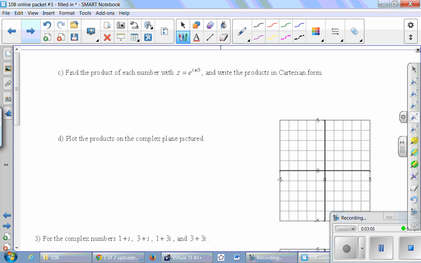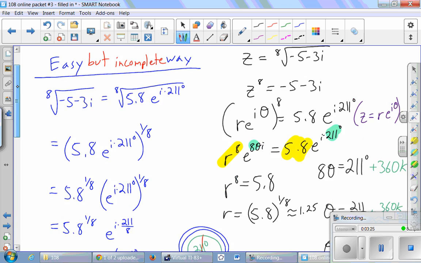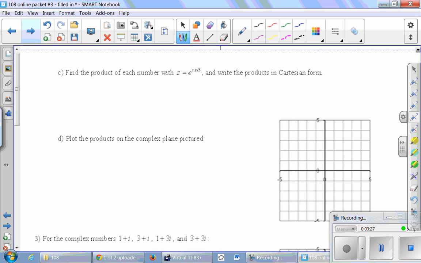C, find the product of each number with e to the i times pi over 3 and write the products in Cartesian form. Okay, so we want Cartesian form, so we could start in Cartesian form. So the first one was just the number 1, right? So the first one is 1 times e to the i times pi over 3, and that's just e to the i times pi over 3.